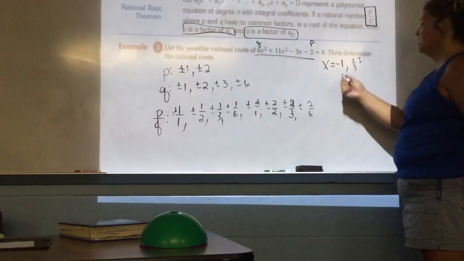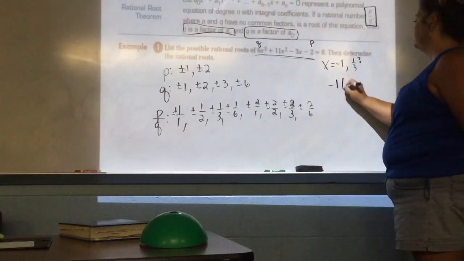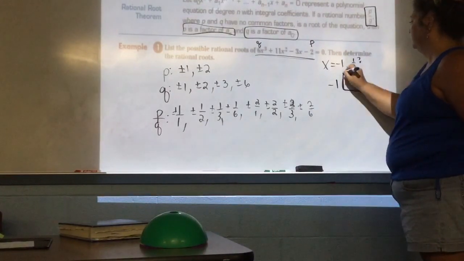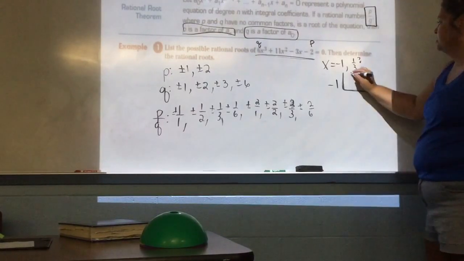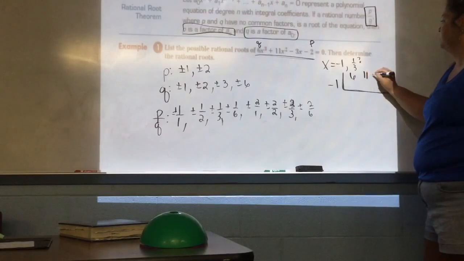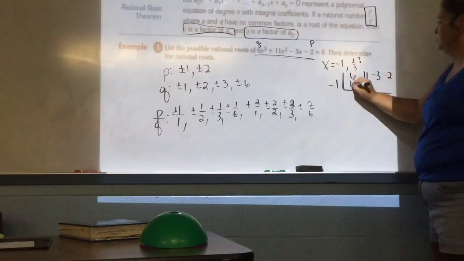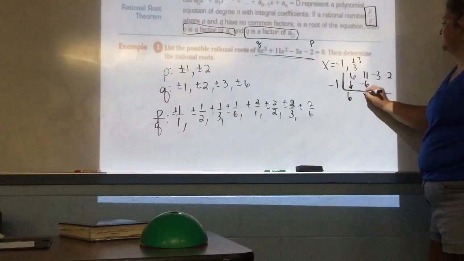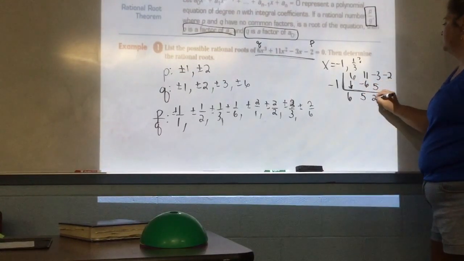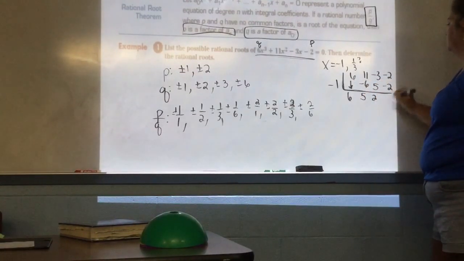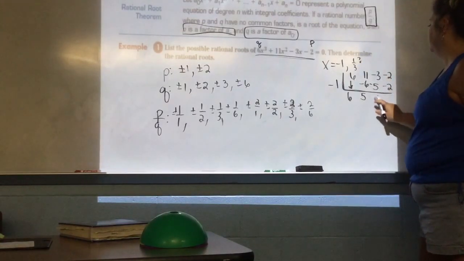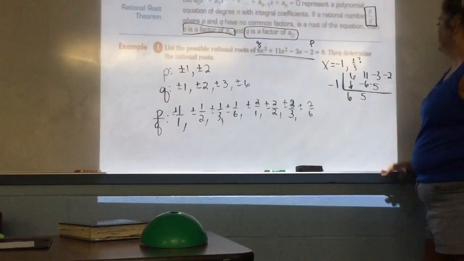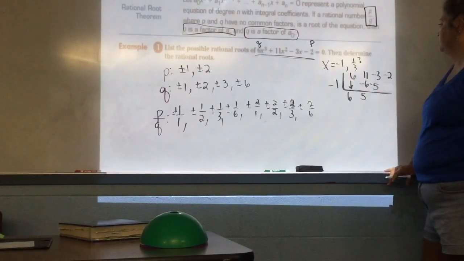Okay. Well, let's try -1. So let's do our synthetic division. See if it'll give us a depressed polynomial that we can factor. So let's do 6, 11, -3, -2. Bring our 6 down, that's -6, 5, 2. Was it -1? That should have been a negative. I think it's 1 and -1. Did I not do that right? Okay, I did something wrong.